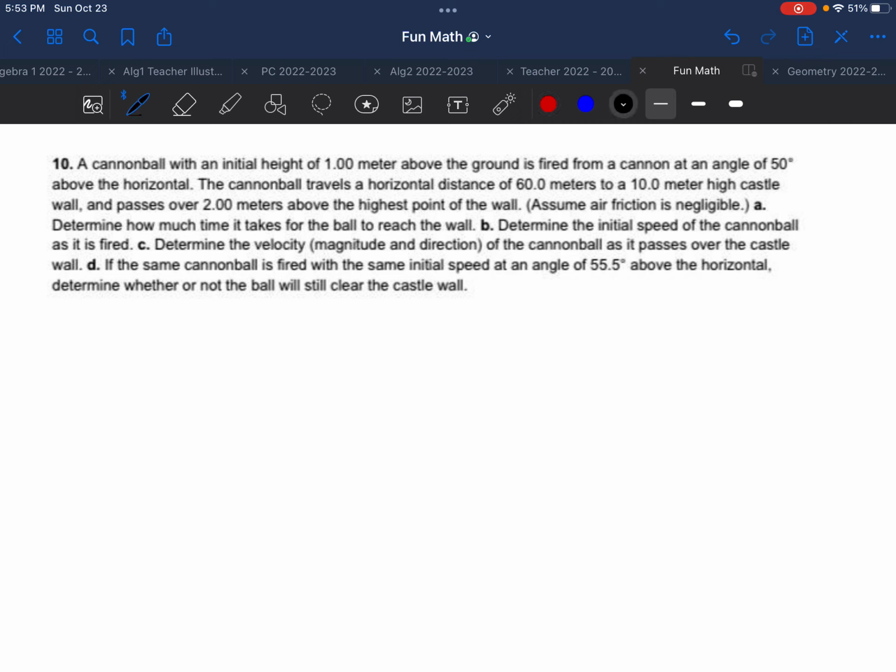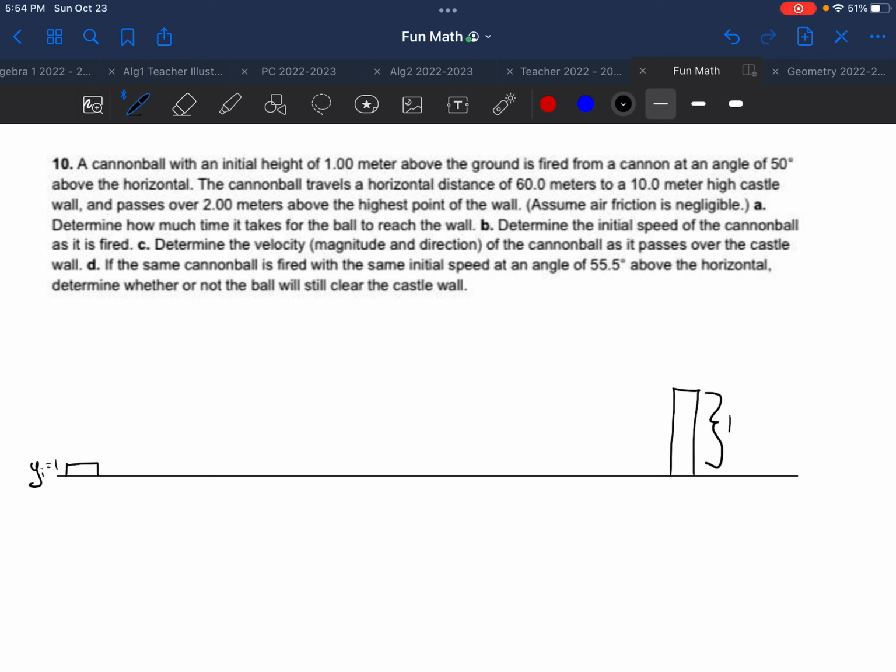I'm going to start by drawing a picture. So there's my flat line. And we have some sort of elevation for a cannonball, and we have some sort of wall over here. So we know that this is going to be an initial height. I'm going to call this my y initial, which is going to be 1. And we have a 10 meter wall. Everything's in meters. And then we have some clearance here, because the cannonball is going to be right about here, which means we have another 2 meters of clearance, for a total of 12 meters.